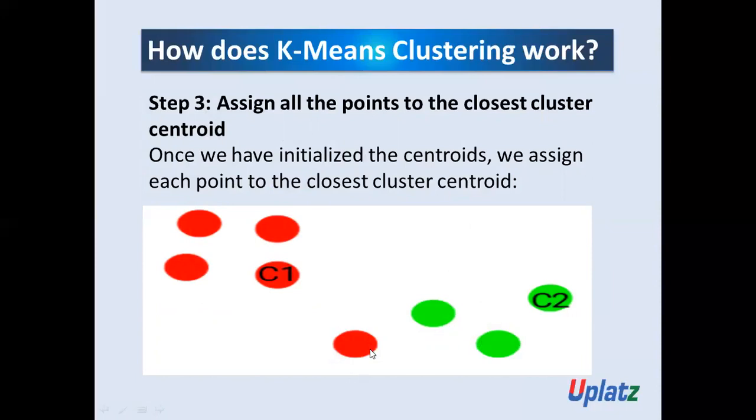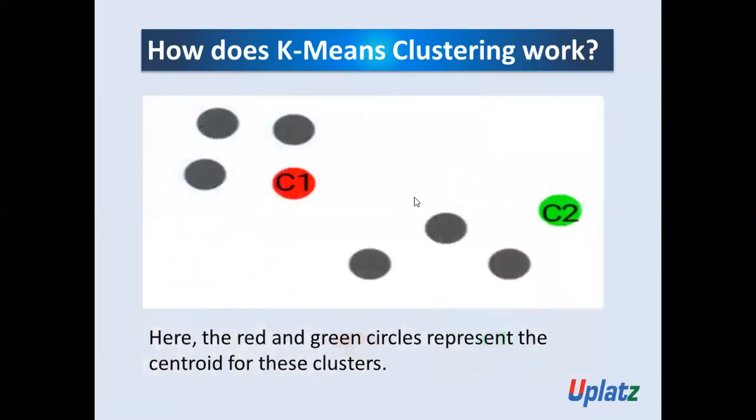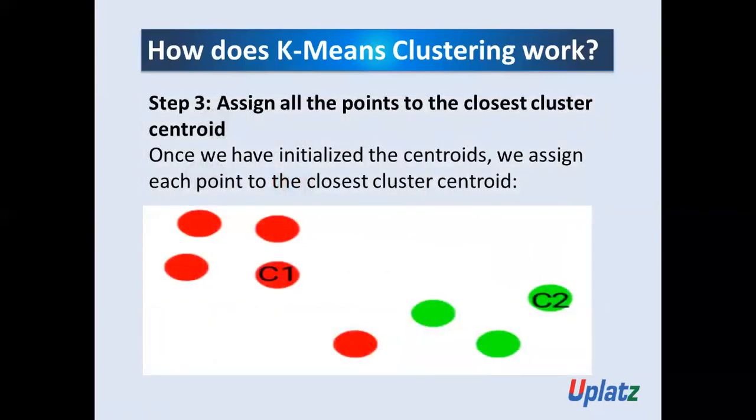Now you might be thinking about this one. Is it close to C2 or is it close to C1? We need to assign this point to the closest cluster centroid. If you look very carefully, is this point nearest to this centroid or this centroid? Here the red and green circles represent the centroids of the clusters. What is the third step? You need to assign all the points to the closest cluster centroid.